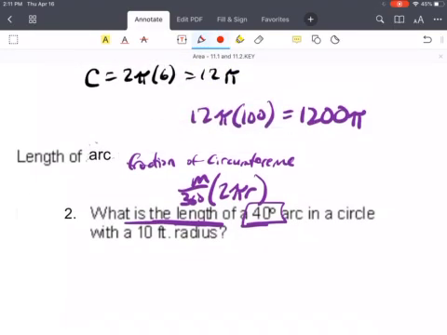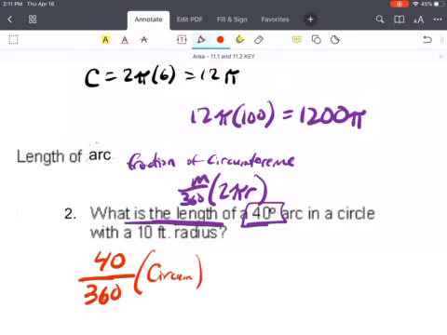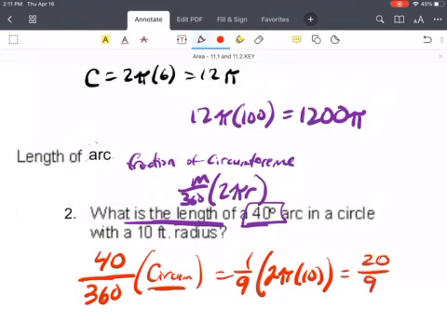First of all, how much of the circle is 40 degrees? Well, the whole circle is 360 degrees, and I'm dealing with 40 of that. So that tells me that I am dealing with 1/9 of the circle's circumference. So now I need to do the circumference. I got the 1/9 because 40 over 360 reduces to 1/9. And then 2 pi times 10 for the radius. So that multiplies to 20. Divide that by 9, and then keep the pi.